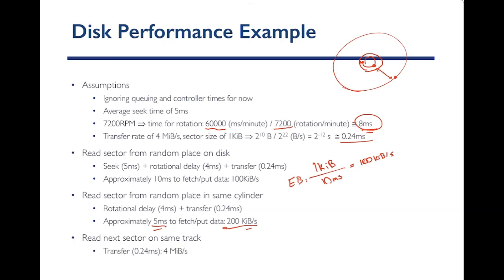Now let's take this example one step further. Let's assume that not only I don't need to move tracks, I don't need to wait for rotation, I want to just read the next sector. Then I'm not going to pay the rotation delay, I'm not going to pay the seek delay, so I'm just going to transfer. And at this point, I have achieved my highest possible effective bandwidth, which is exactly the same as my peak bandwidth, which is 4 megabytes per second, because I'm just transferring data. I'm not paying any overhead.